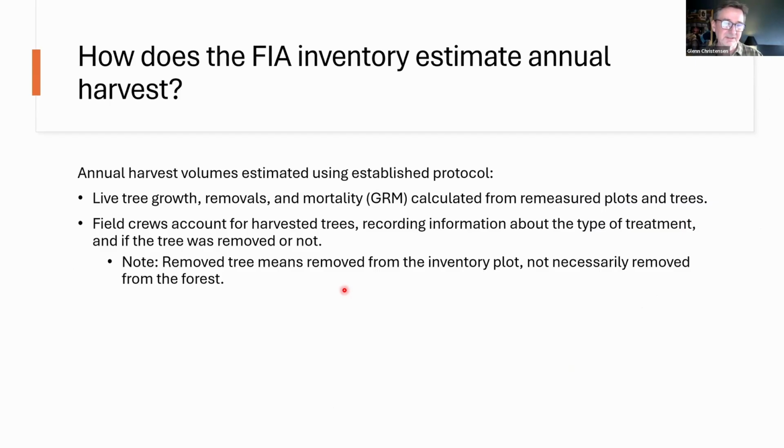The field crews go and account for the harvested trees. As they go back and remeasure these plots, they account for any trees that have been harvested, and record information about the type of treatment and whether the tree was actually removed or not. When we say removed, I want to add a quick note, which I think is important. That means the tree was removed from the plot. That does not necessarily mean the tree was actually removed from the forest and utilized. All we know is the tree is no longer on the plot.